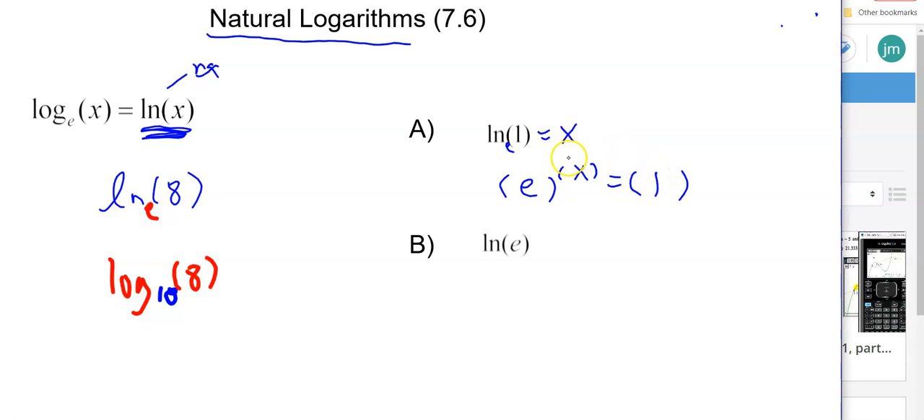It's a number, 2.7, to the power of what is 1? Well, hopefully you know that just about anything except for 0 to the 0 power, to the 0 power is equal to 1. So the answer is 0 there.